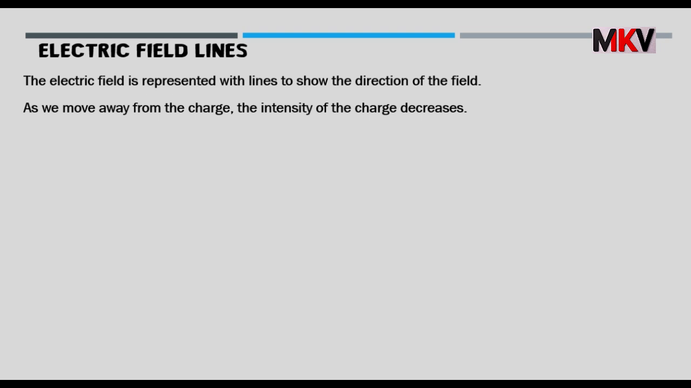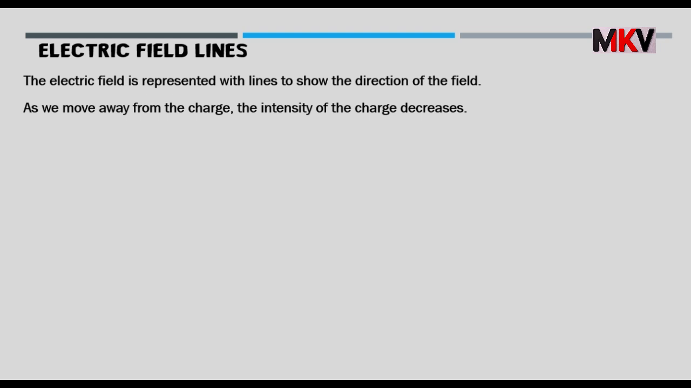As we saw earlier, the electric field is equal to KQ over R squared. So the electric field is inversely proportional to the square of the distance separating the charge and the point in the field. So the greater the distance between the point in the field and the charge, the lower the intensity of the field.